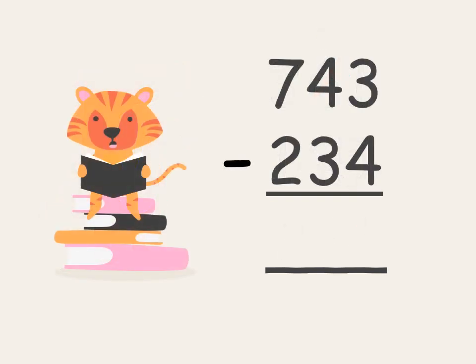Let's have a look at our last example. 743 minus 234. Step number 1, you subtract your units. 3 minus 4, we cannot do. So once again, we need to go to our neighbor to borrow. Our 4 now becomes a 3, and they lend us the 1. So our 3 becomes a 13. What is 13 minus 4? 9.